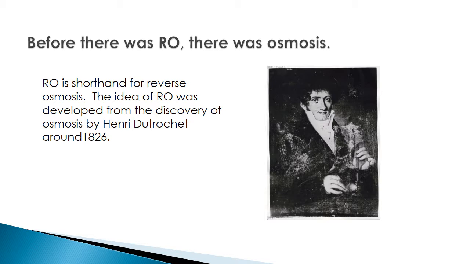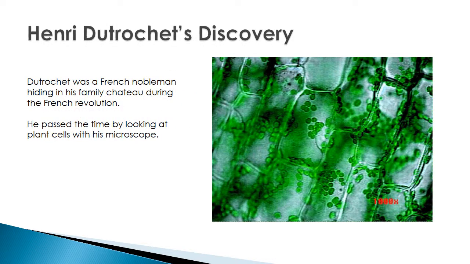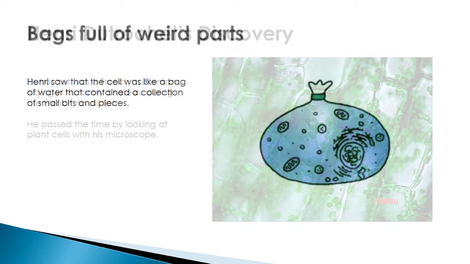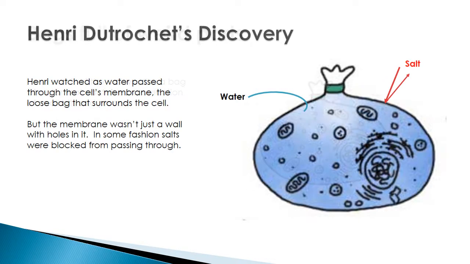The idea of RO was developed from the discovery of osmosis by Henri Dutrochet around 1826. Dutrochet was a French nobleman hiding in his family chateau during the French Revolution. He passed the time by looking at plant cells with his microscope. He saw that the cell was like a bag of water that contained a collection of small bits and pieces. Water passed through the cell's membrane, the loose bag that surrounds the cell.